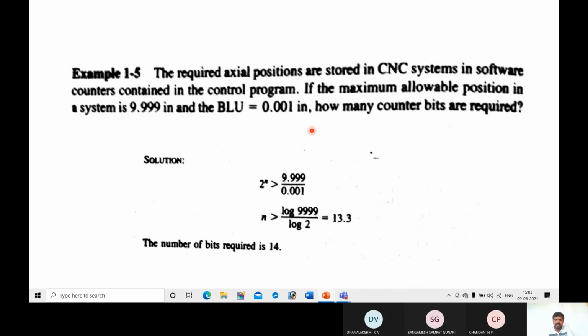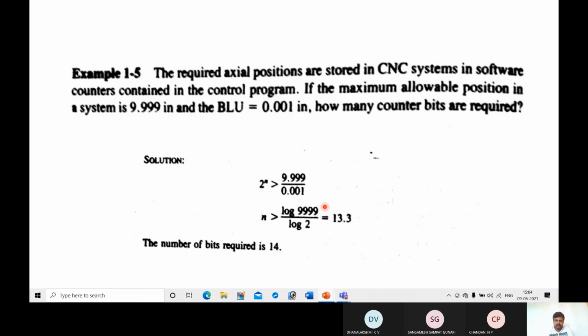Next, apply log on both sides. Then it becomes log 2 power n greater than log 9,999. Log 2 power n can be written as n log 2 greater than log 9,999. Then you can send this log 2 on the left hand side to the denominator, and you will get this equation. All these are fundamentals of mathematics, which we are familiar with. Using that we can find the number of counter bits required. So the number of bits required is 14 bits.